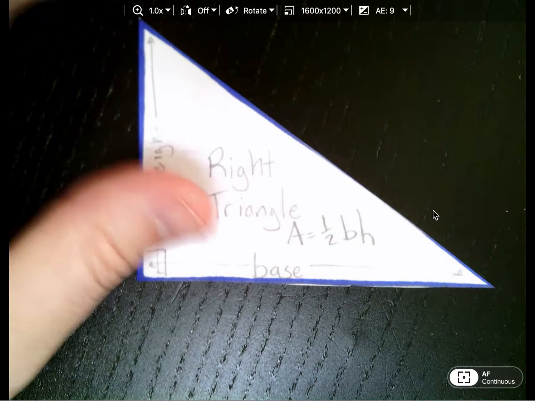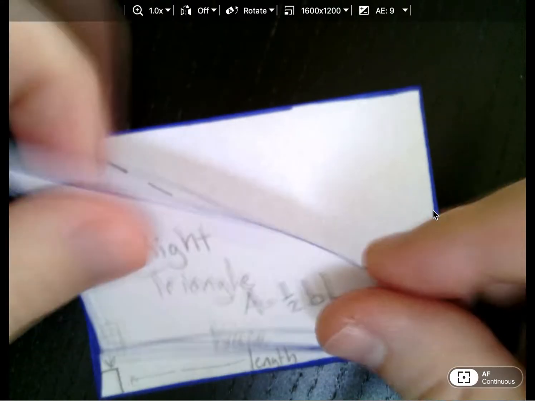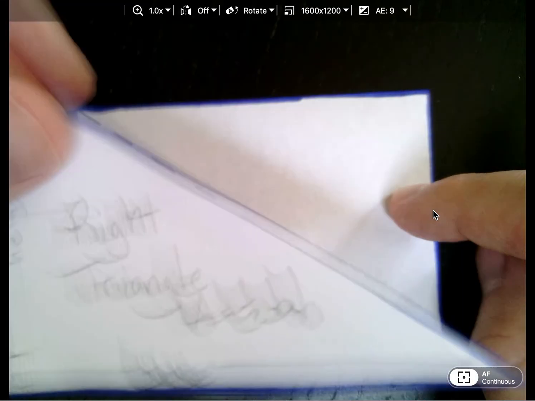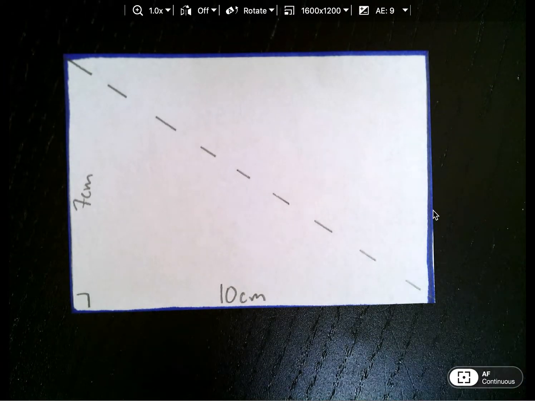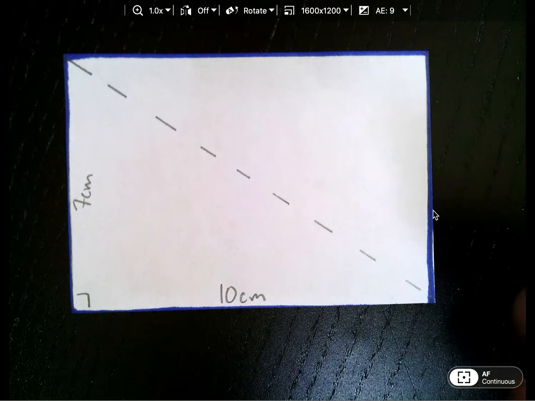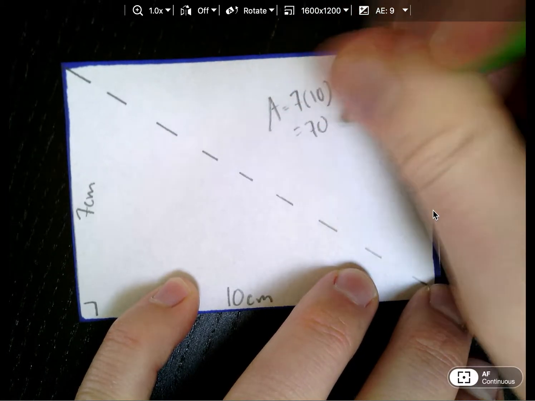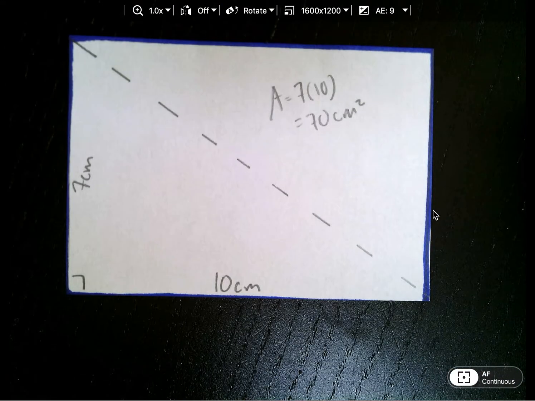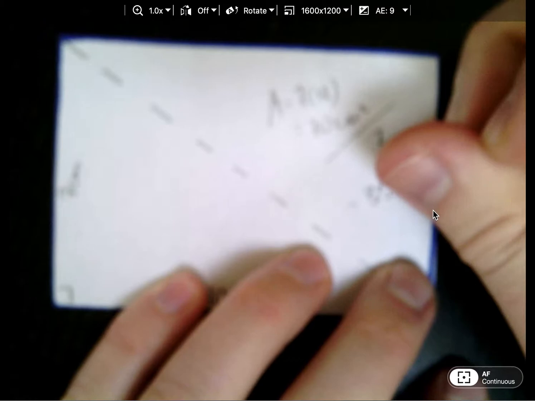Another way to visualize this is, what if we had a rectangle that had the same height and base of our right triangle? So here we have that rectangle where the base of the rectangle is 10 centimeters and the height is 7. So instead of having a triangle, we have a big rectangle, which has the area of 7 times 10, so 70 square centimeters. But to get the triangle that we really want, we then cut this in half, right? So we would take that area and divide it by 2, and we would still get 35 centimeters squared.